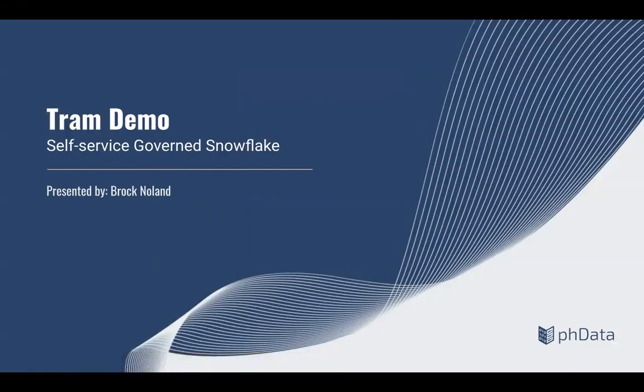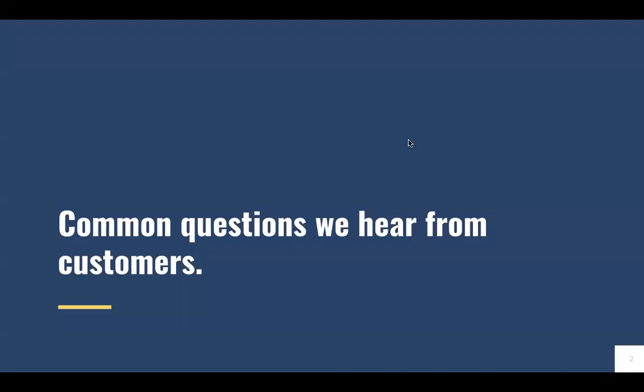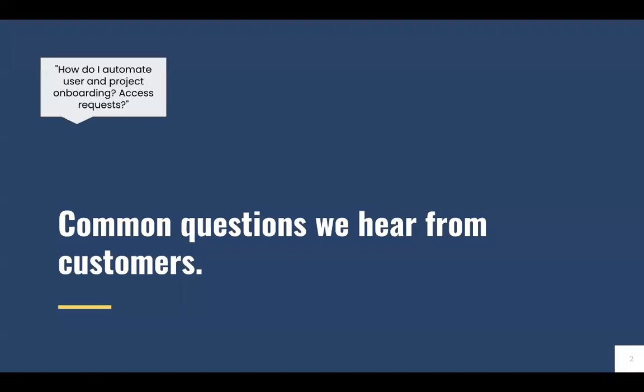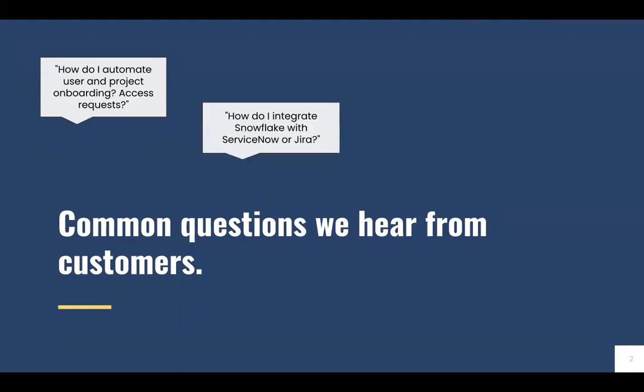Tram is a tool that we built and give access to all of our customers to use at no additional charge. So we have some questions that we run into with customers. How do I automate user and project onboarding and access requests? These can take up a bunch of time and honestly can be done incorrectly, which slows project onboarding.